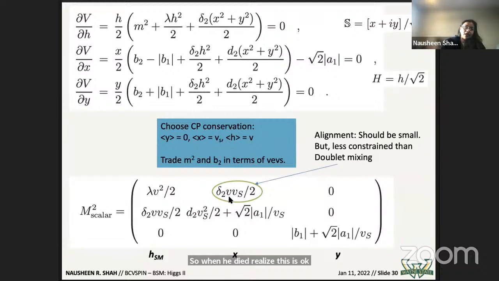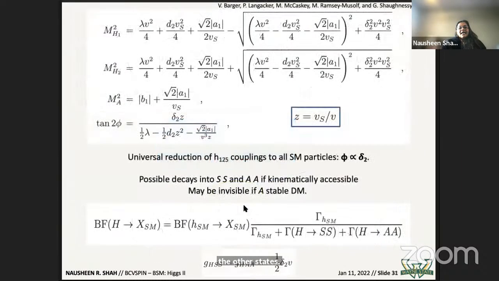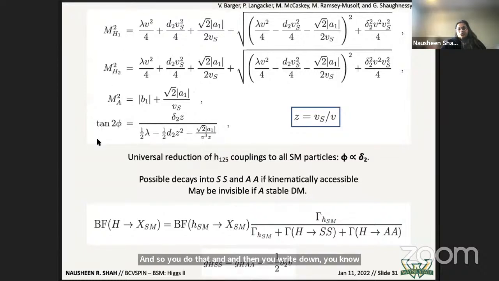And then you have to have alignment, right? Because again, we know that the standard model-like guy, the H125, sorry, should be pretty standard model-like looking. So it can't have very large mixing with the other states. So you do that, and then you write down your physical masses by diagonalizing this, okay? So the bottom line in this particular story is that you get basically a universal reduction of your H125 couplings to all of the standard model particles, which will be proportional to this parameter delta over here.